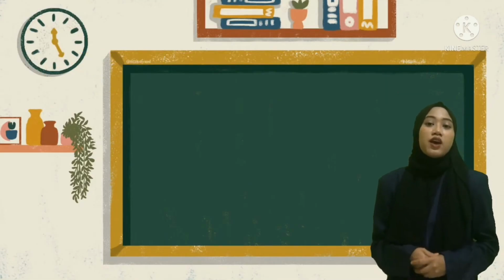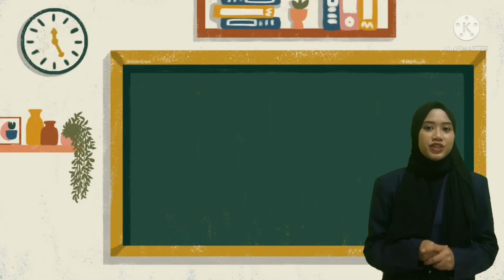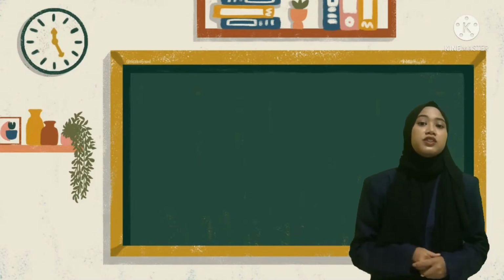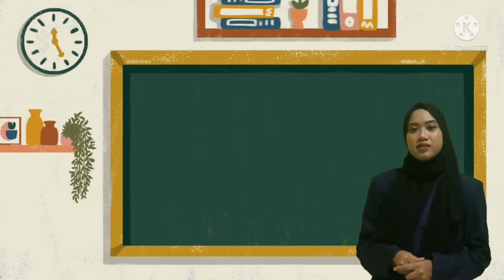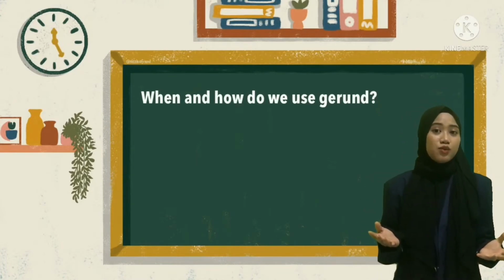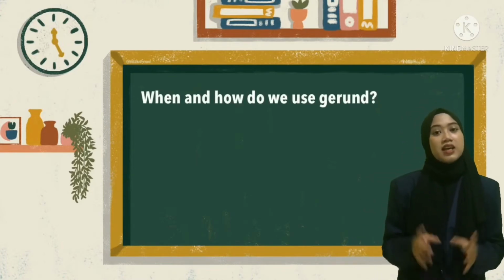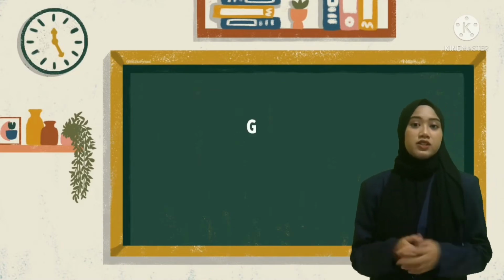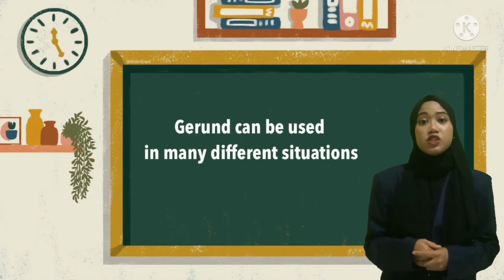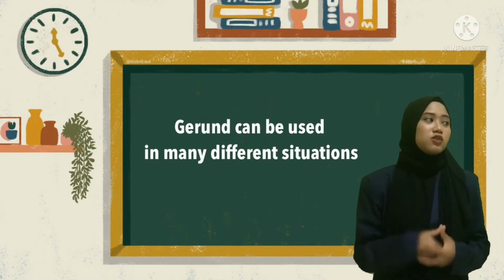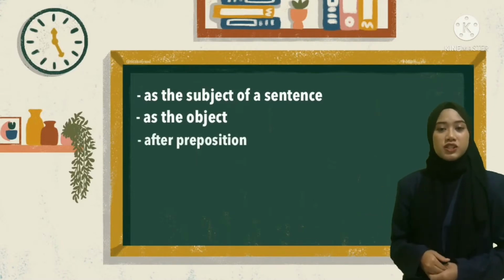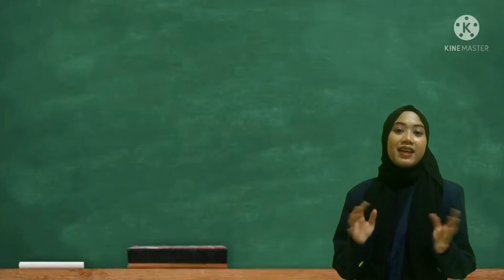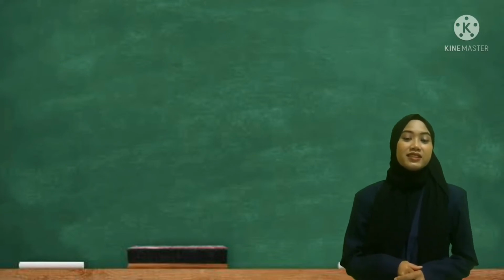So far, we have learned generally what the gerund is and how to make a gerund. And here's the next question. When and how do we use a gerund? Just like nouns, gerunds can be used in many different situations. They can be used as the subject of a sentence, as the object, after a preposition, and after another verb. Let's break them down together.